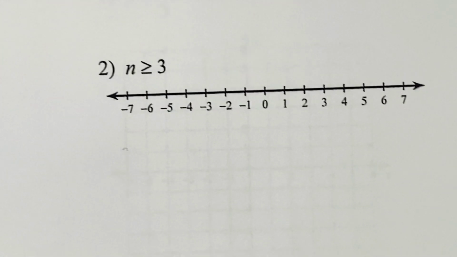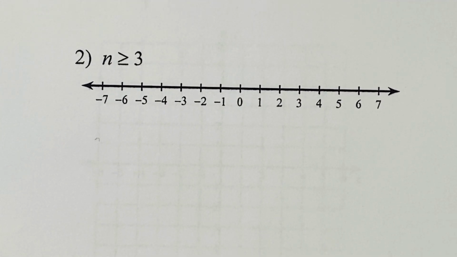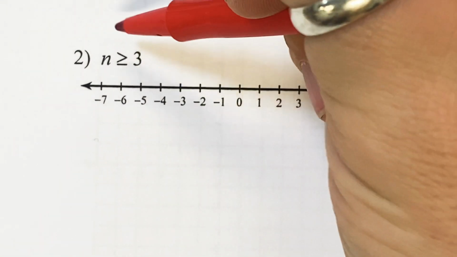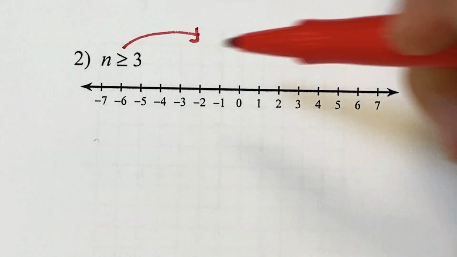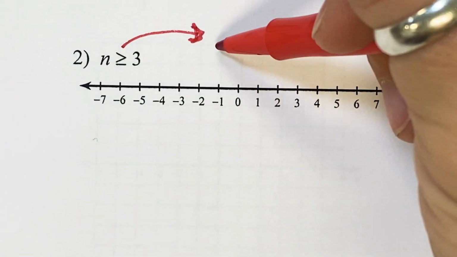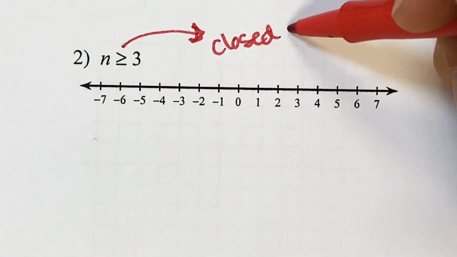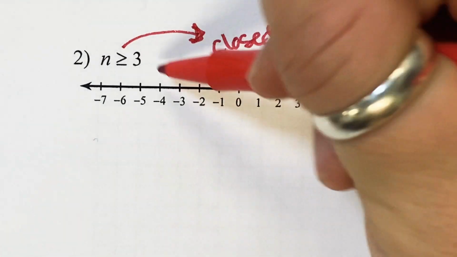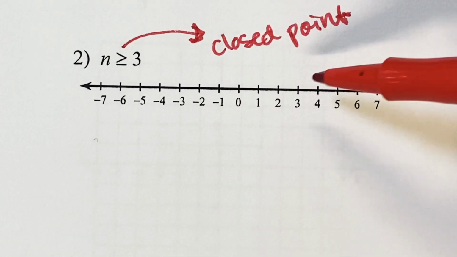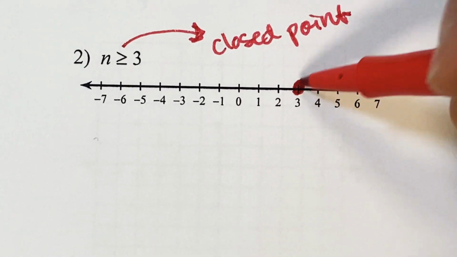Okay, let's look at number 2. Again, our variable is all by itself, so we can just go ahead and graph it. On what number on my number line am I going to put my point? I'm going to put my point at positive 3. Is it going to be an open or a closed point? This one's also going to be a closed point because of the or equal to. Okay, so another closed point at positive 3.